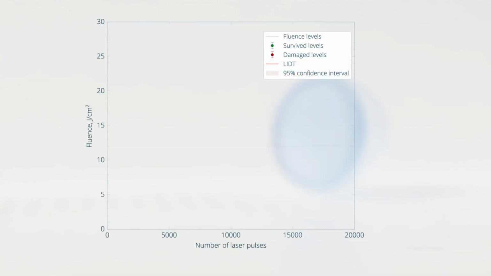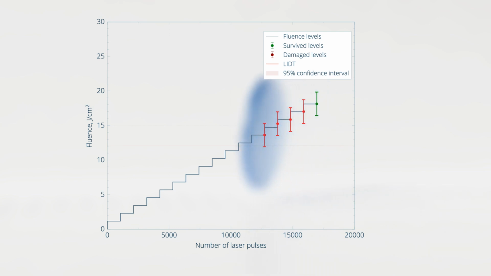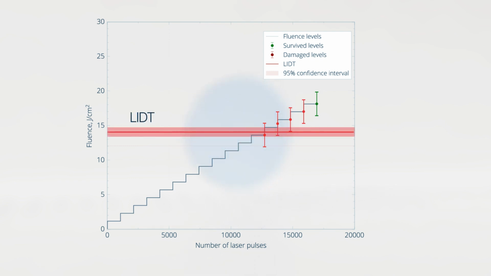Due to the statistical nature of the laser damage phenomenon, different tested sites can be damaged at different fluences, even though the ramping remains the same. Thus, the more sites are tested, the better. Laser-induced damage threshold is defined as the lowest fluence among multiple test sites.